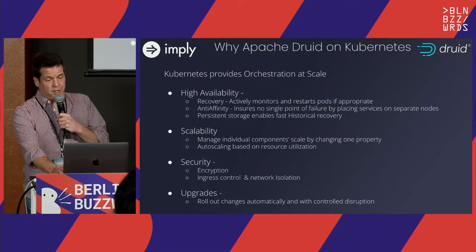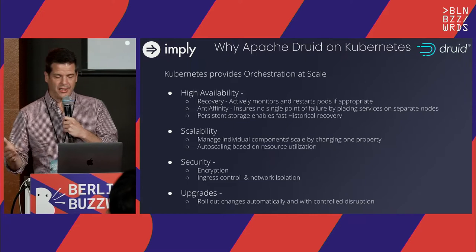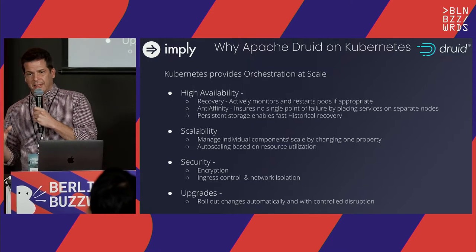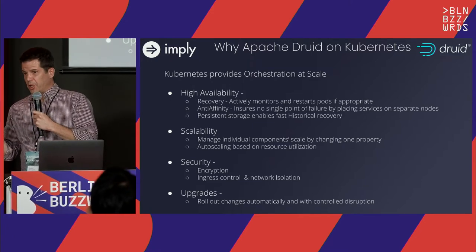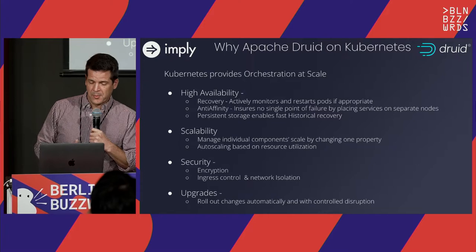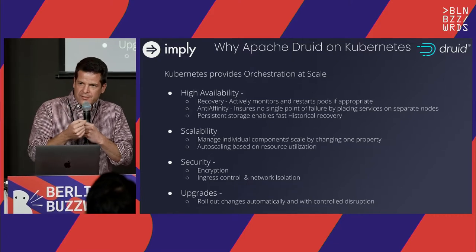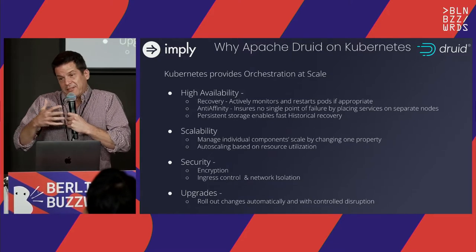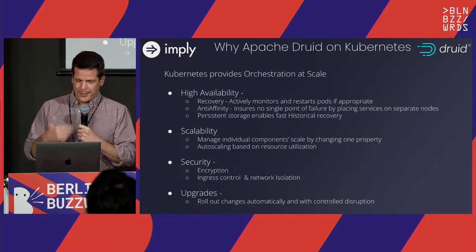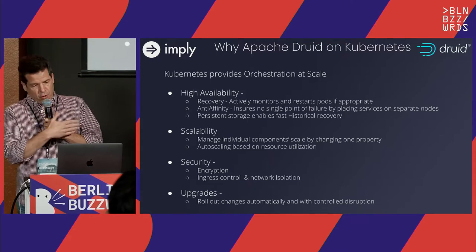So why Apache Druid on Kubernetes? I've mentioned a few of these things. It provides high availability, recovery. It's monitoring each of the containers and restarts them when necessary. It provides anti-affinity. This is the idea that you don't want two containers to run on the same node. If they're of the same type, you want them running on separate nodes and even across different availability zones, as an example, so that if you have a failure, only one thing is failing at a time, right? Or you can have even more. You can have replication factors that are larger and therefore lose more than one element at a time. But anti-affinity gives you that capability of distributing a particular set of containers across different nodes.